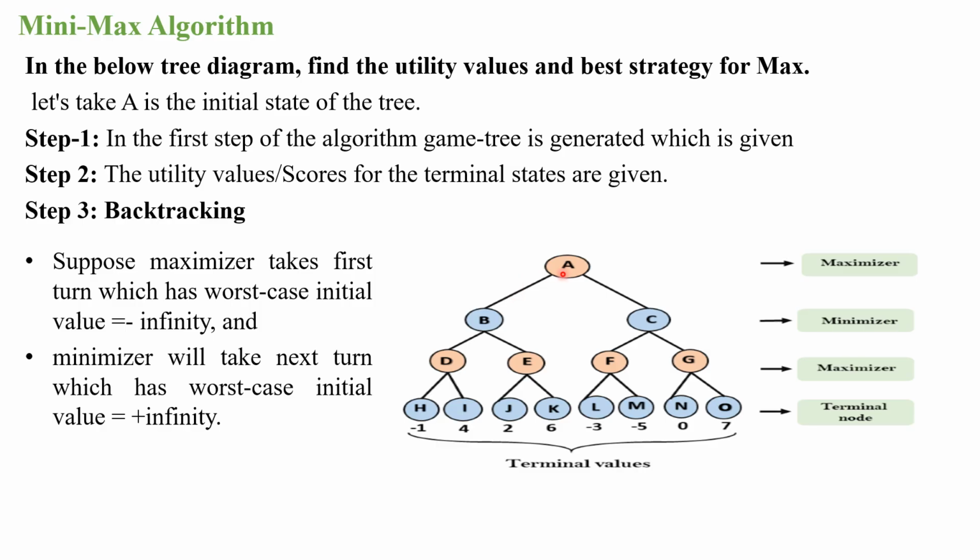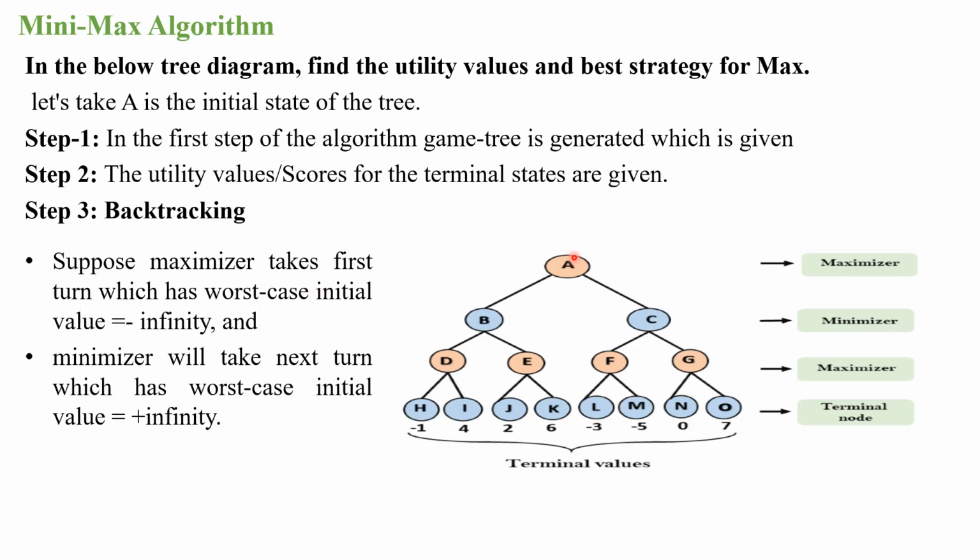Suppose maximizer; we will assign max and min alternatively for the nodes. Here A is the parent node, and B and C are the child nodes. For B, D and E are child nodes. For D, H and I are child nodes. For E, J and K are child nodes. G is parent for N and G, and C is parent for G and F. Similarly, we can have the rest.